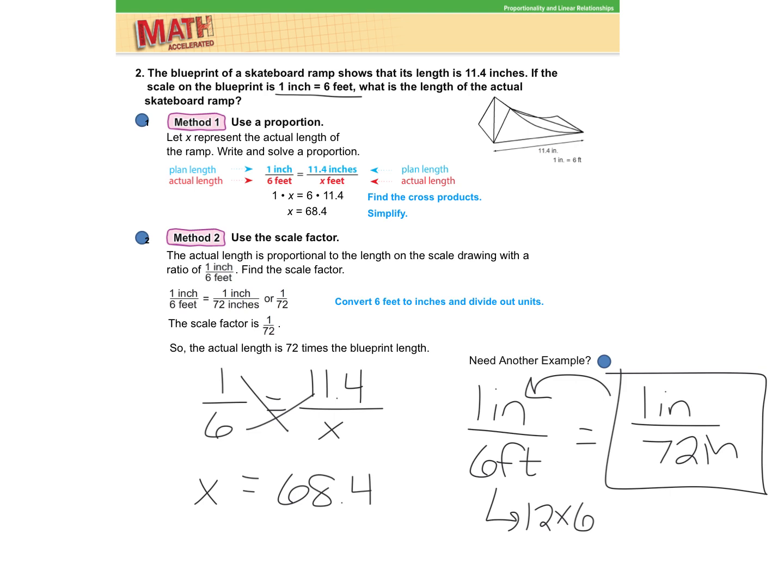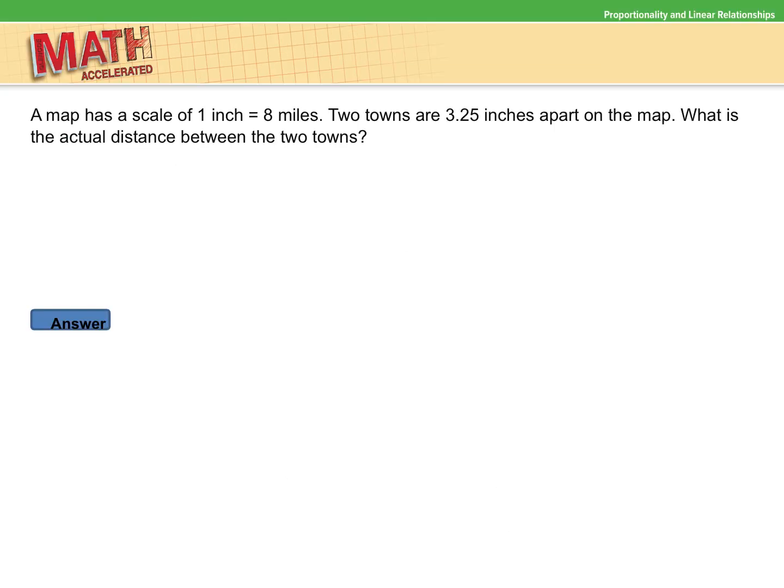Questions before I have you try one? Okay, go ahead and try this one. Find the actual size first. And then you don't need to do the scale factor. Just find the actual size. So it says the map has a scale of 1 inch equals 8 miles. 2 towns are 3.25 inches apart on the map. We want to find the actual distance. So what do we do with this 1 inch equals 8 miles?